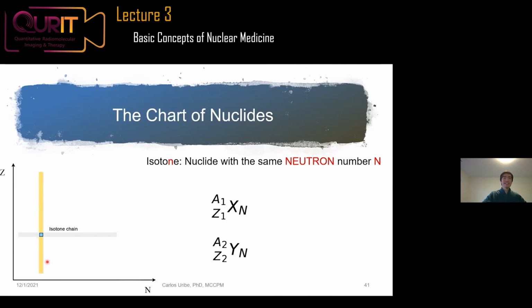But if I have a vertical line here, it means that I'm changing the proton number. If I'm changing the proton number, it's going to be different elements. That's why I have one that we label X and one that we label Y. This one has Z1 protons. It has the same neutron number in both, but that results in different masses because of the sum.